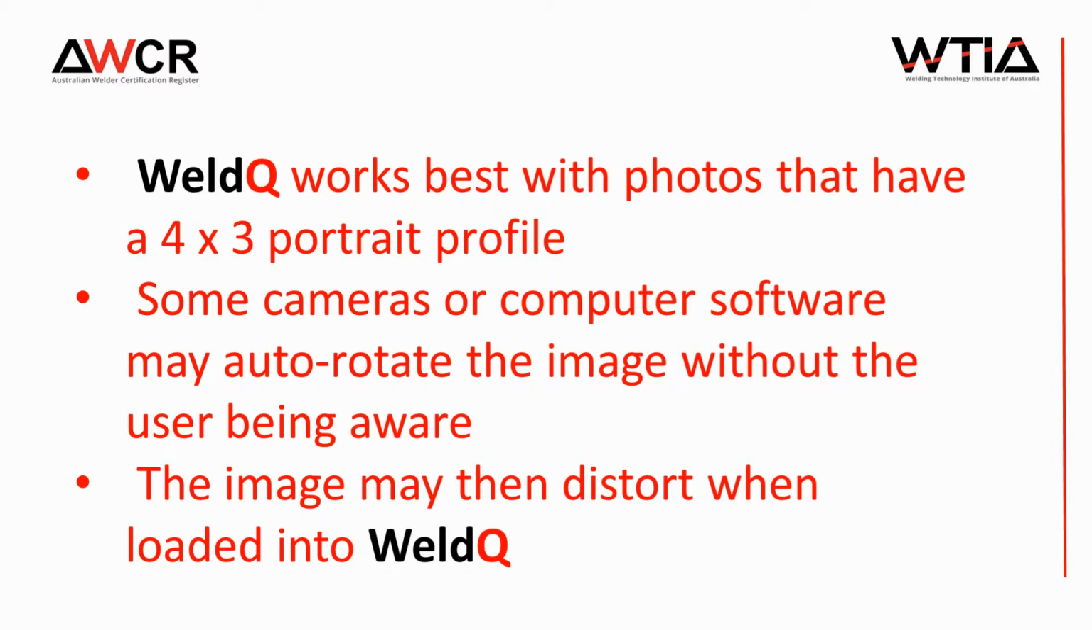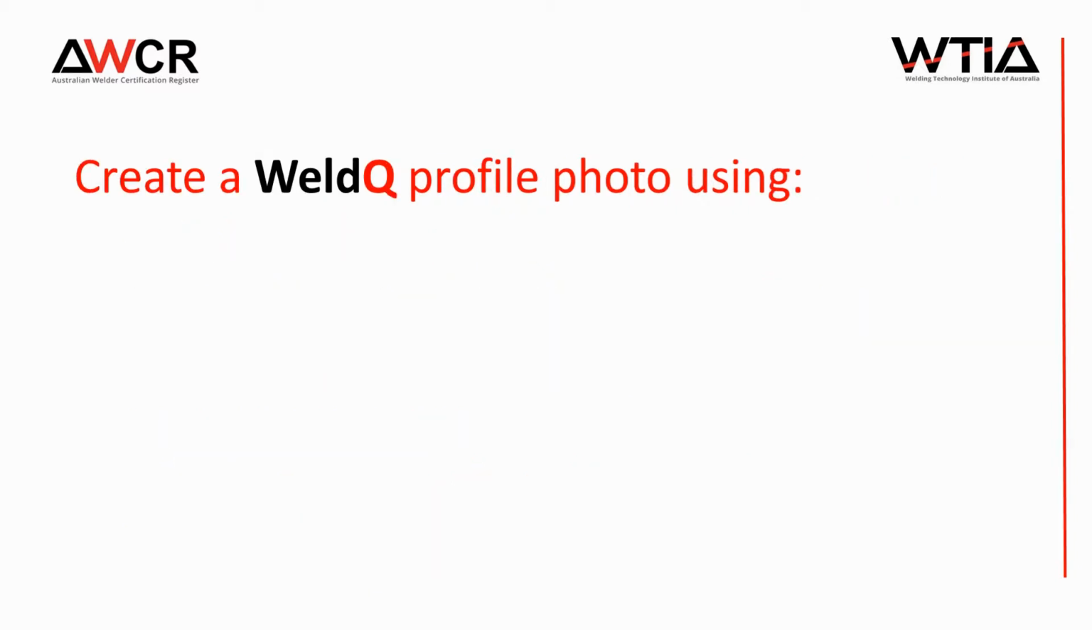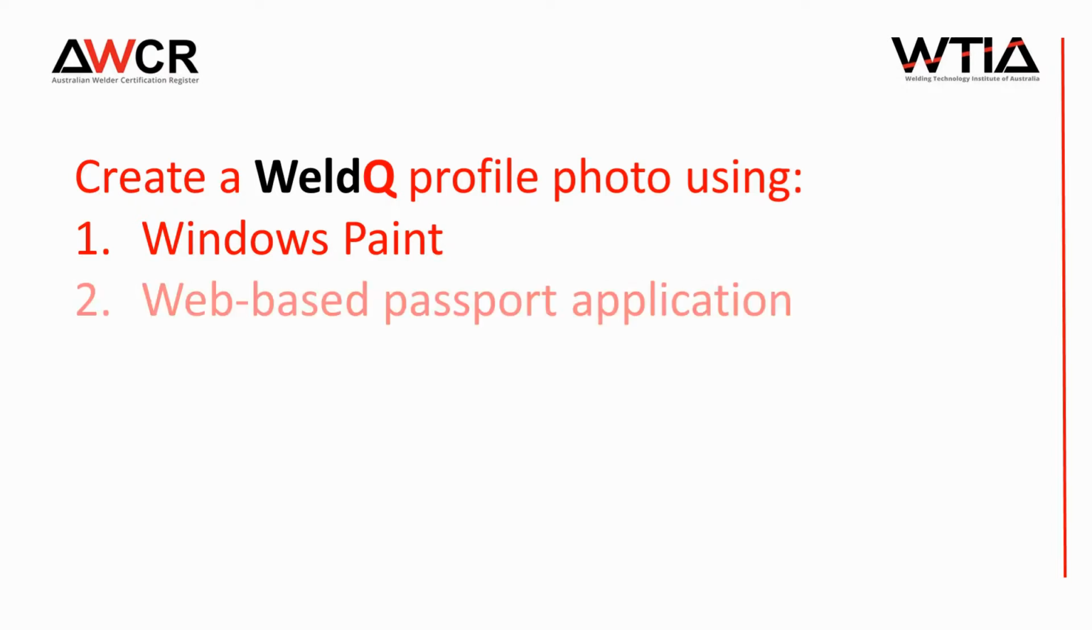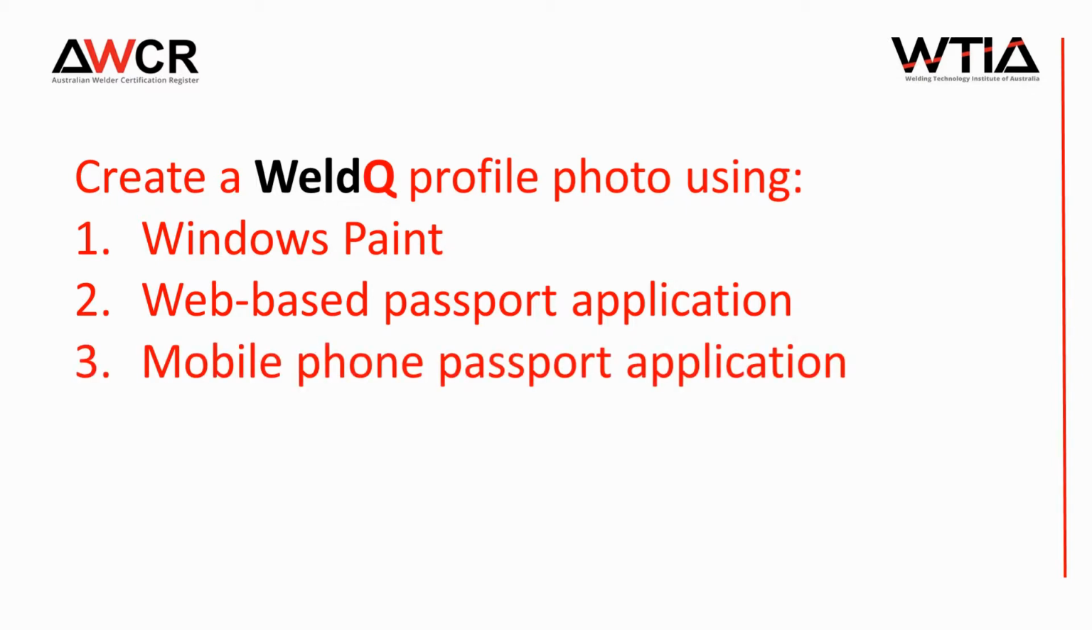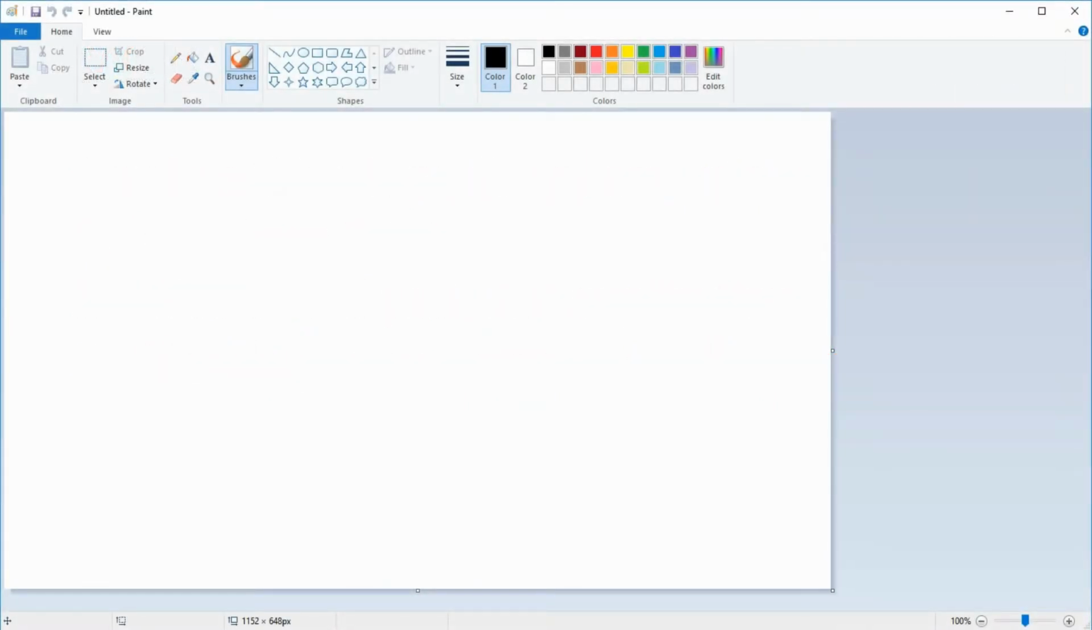We are now going to show you three methods on how to overcome this problem. Firstly, we will use Windows Paint, which is available on most computers. We will then show you how to use web-based passport style applications, and similarly using your mobile phone to take a passport style photograph, which can then be uploaded into WeldQ. Let's start with method 1.